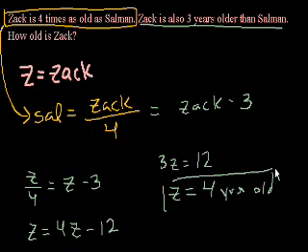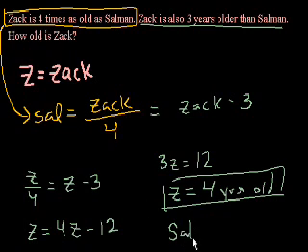Let's see if that makes sense. If Zach is 4 years old, then this first sentence says Zach is 4 times as old as Salman, so that means Sal is 1 year old. And it also says Zach is 3 years older than Salman. Well, that's consistent. 4 is 3 more than 1. So we were right. Zach is exactly 4 years old.